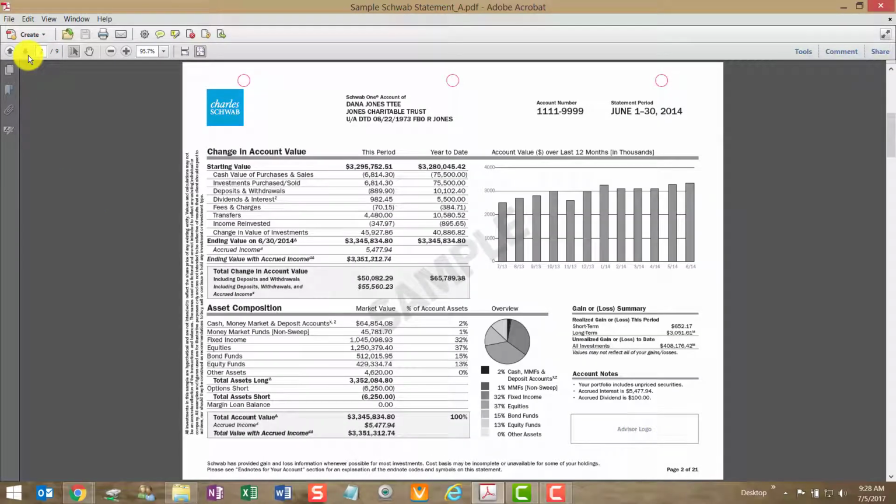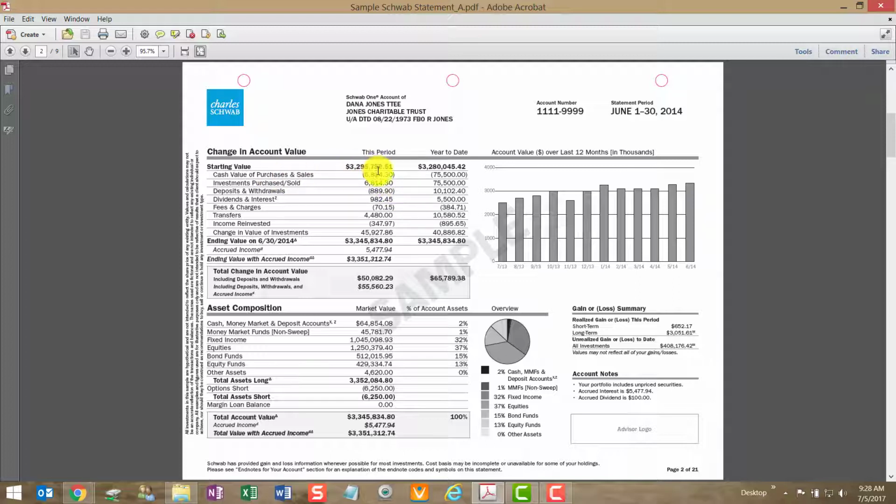Page 2. This is kind of busy, and that's why we produce our monthly statement. So you'll see here, this period and year to date. This period, you'll have a change in account value for this period. This period means this period. So when you look at the statement period up here, it's always going to be for the month. So it's going to be for June 1st through June 30th of 2014.